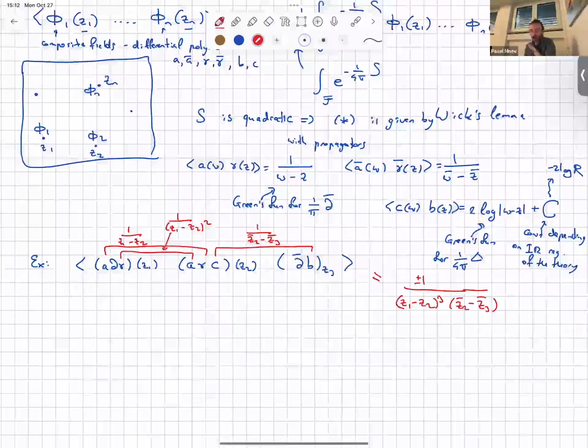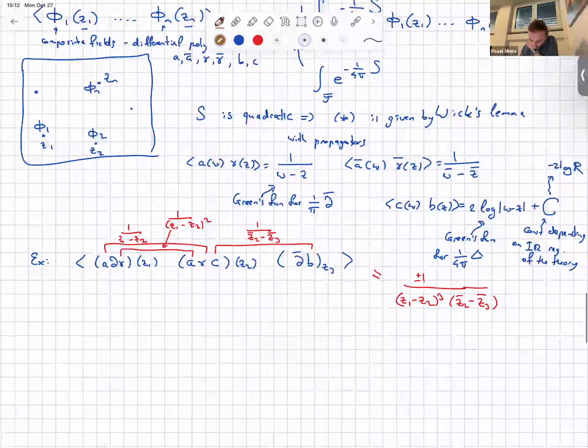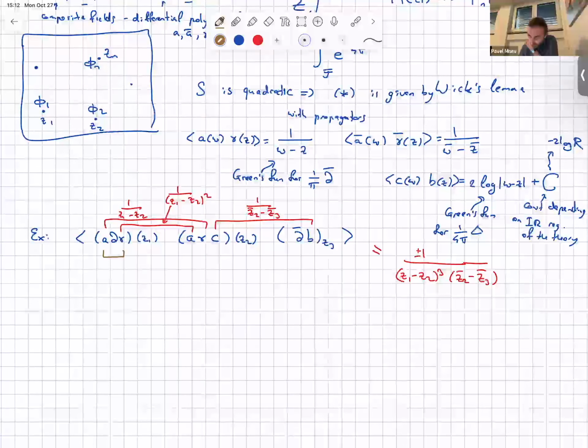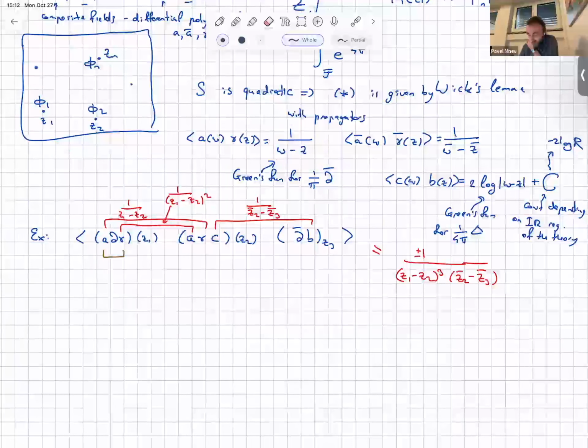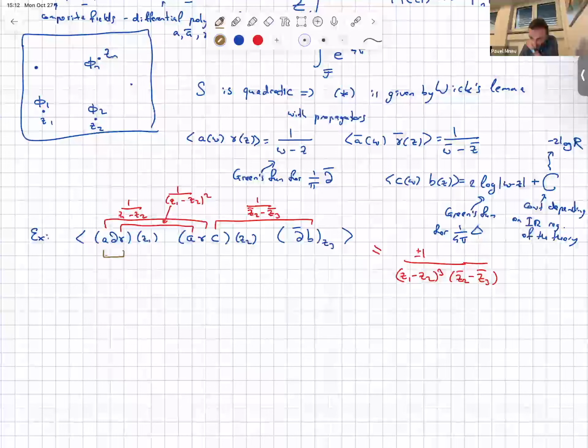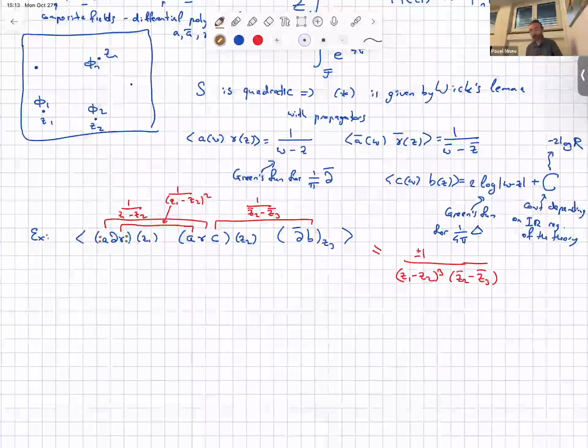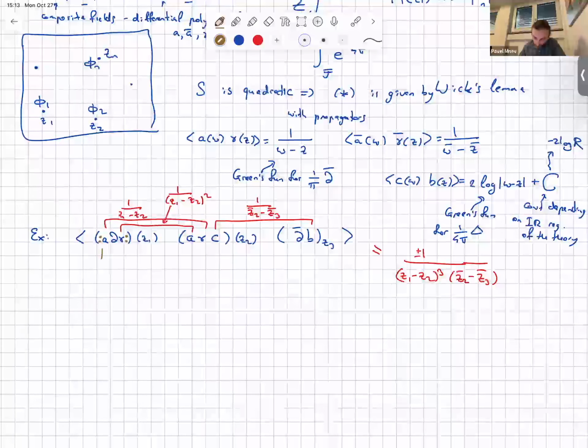But I can invent some other contractions. For instance, I could contract A with gamma inside here, but then I would run into a problem. I would have to evaluate this Green's function at W and Z coinciding, and that's a divergent object. So what I want to do here is to write normally ordered fields. Normally ordered fields exactly means that I'm prohibiting self-contractions inside of the field, so it's not allowed.